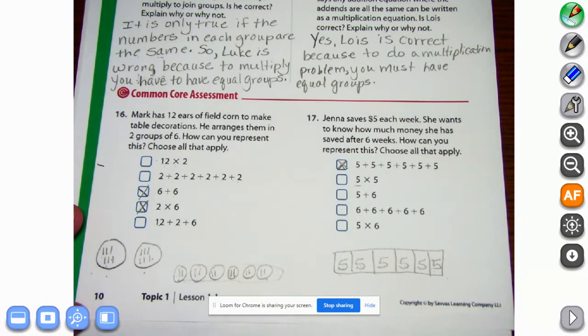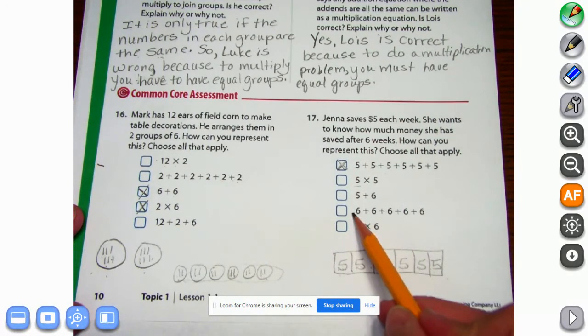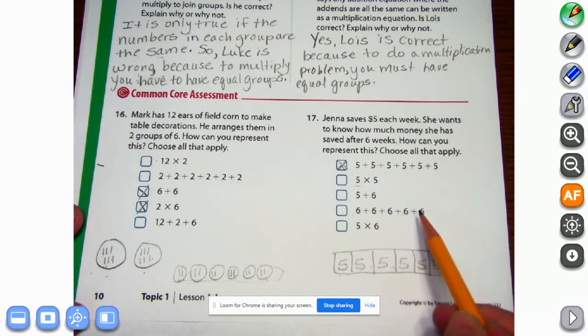Well, then that would only be 11, and there's clearly more than 11, so that wouldn't work. Could I do 6 plus 6 plus 6 plus 6 plus 6, 5 times? Well, that would be 5 groups of 6, and this is 6 groups of 5.